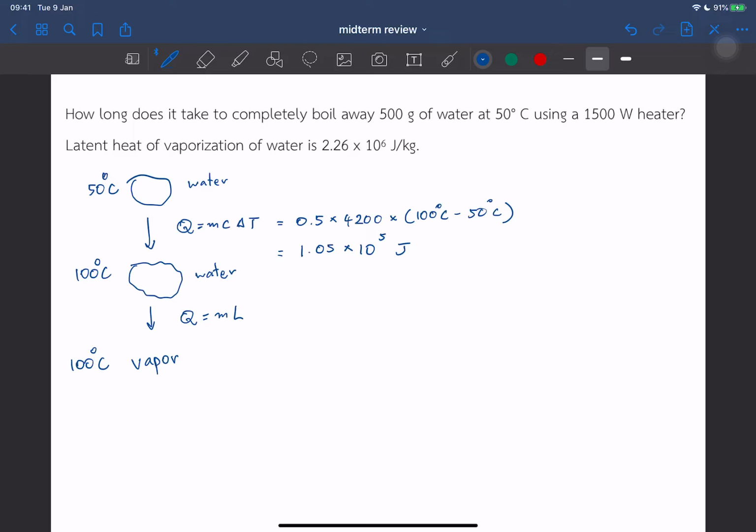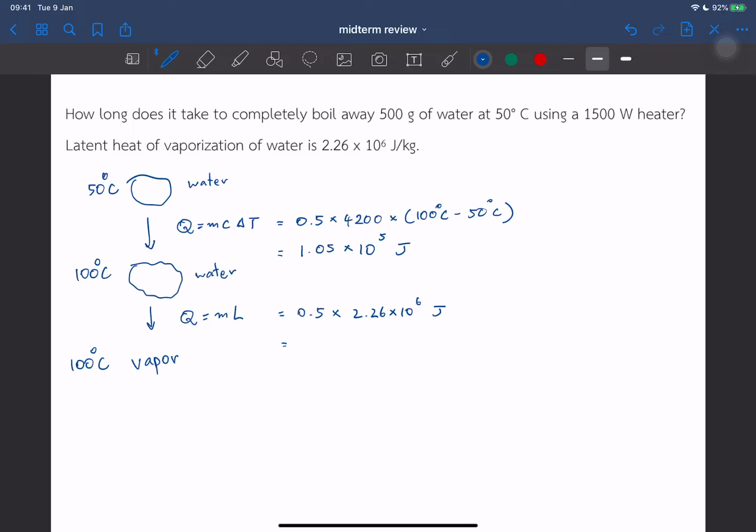That's how much energy you need to heat it up to 100 degrees Celsius. But now from water to vapor is a phase change, so you need a different formula here, which in a sense is quite simpler because there's no change in the temperature. So it's 0.5, the mass, times the latent heat of vaporization, which is given here, times 2.26 times 10 to the 6 joules, right, because kilograms cancel out.